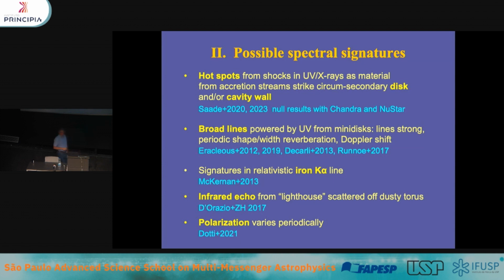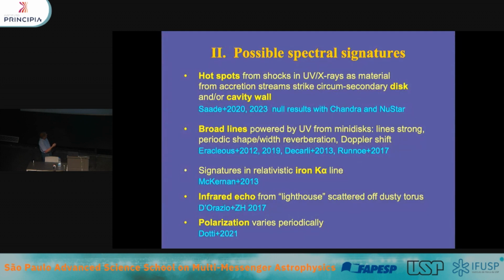Again, by themselves, those are candidates. The complication here is that these lines are complicated. We don't fully understand the structure of this broad-line region. And so you want to find corroborating evidence. So I think I won't go into details.